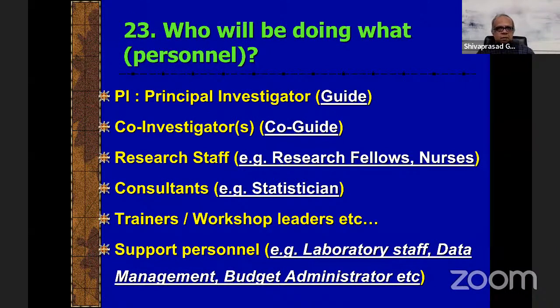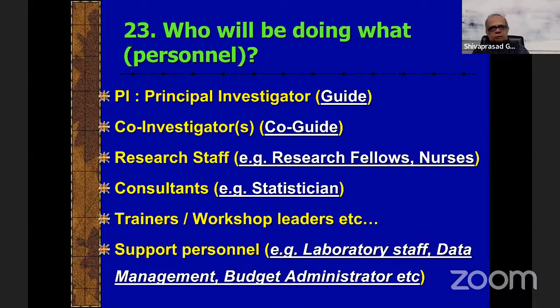And then what kind of support staff do you need? Laboratory technicians or IT staff, or even budget administrators. In large grants over 5 years, you have audit requirements. If you have international funding, you need to be FCRA compliant. So you need all kinds of support staff as well to help you implement the study. And a grant proposal will have to necessarily include all of these people.